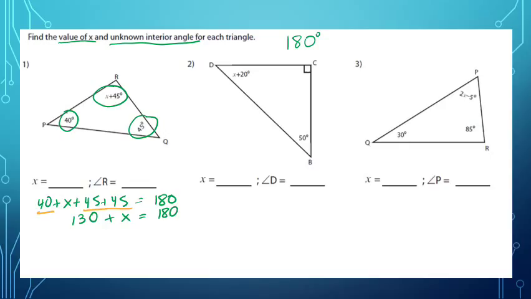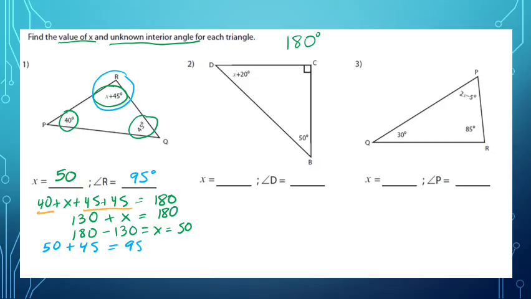Now again, you might think about fact families and how I can work my way backwards. You could also say 180 minus 130 equals x. And in this case, that would be 50. Now I've got to be careful because 50 is not my final answer completely. I have to go back and plug this in and solve for one of the angles. Here I'm asked to solve for angle R. So as my last step, I'm going to think about x plus 45. So 50 plus 45 would equal 95. So 95 degrees is my measure of this angle here, R.